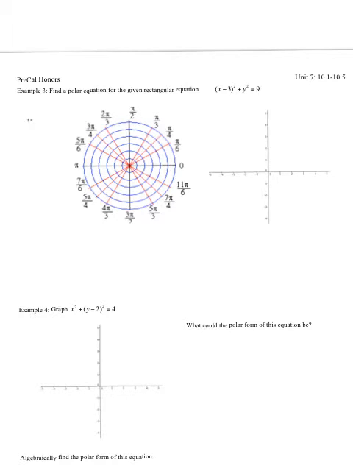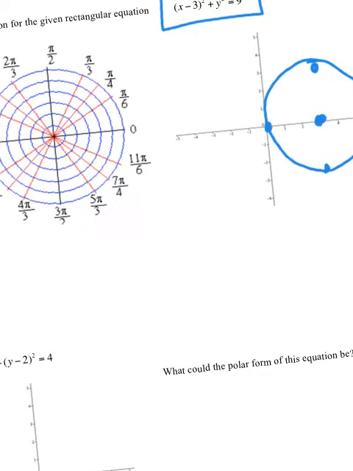So in this example, our goal is to find a polar equation for the given rectangular equation. So let's go ahead and graph what we know this rectangular equation would look like. We know the center would be at 3, 0, and we know that the radius is 9. So just like that. And now let's go ahead and convert that to polar form. So I'll do that right here.